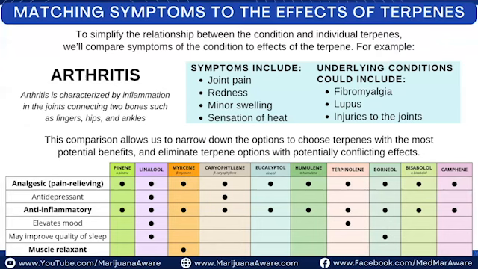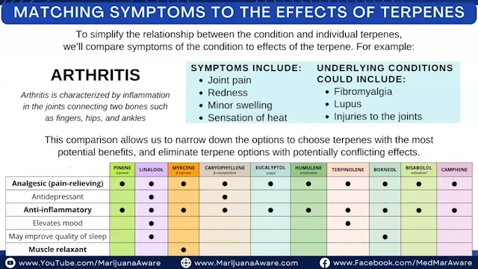Yeah, certainly. So with arthritis, we're expecting symptoms like joint pain, redness. They might have some minor swelling or sensation of heat in the joint or around the joint. So we have some specific terpenes that we look at to actually address those specific symptoms. For the pain relieving part of it, pretty much every terpene is going to provide pain relieving properties.